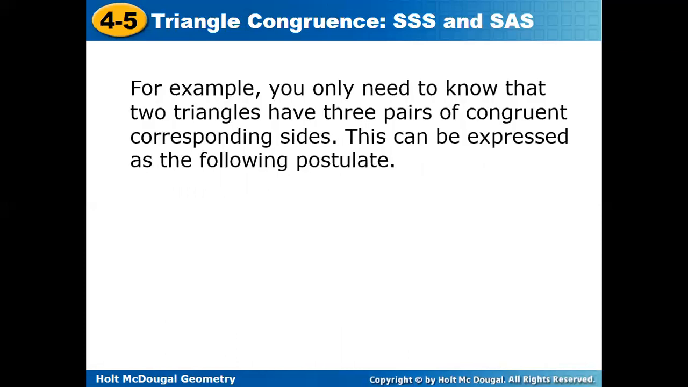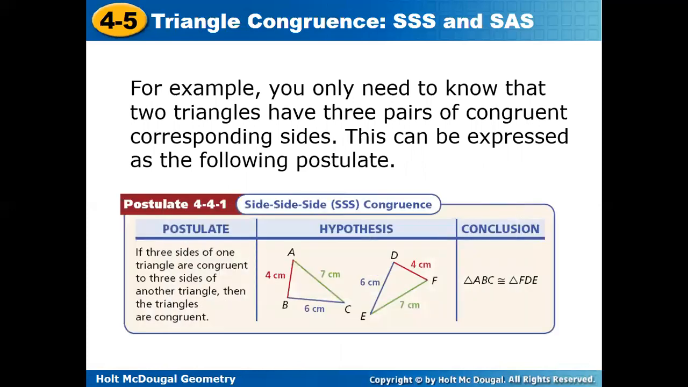For example, you only need to know that two triangles have 3 pairs of congruent corresponding sides. This can be expressed as the following postulates. The postulate is if 3 sides of one triangle are congruent to 3 sides of another triangle, then the triangles are congruent. The hypothesis here, triangle ABC, and we have another triangle FDE. AB is congruent to FE, and BC is congruent to DE, and AC is congruent to FE. So the conclusion will be triangle ABC congruent to triangle FDE.